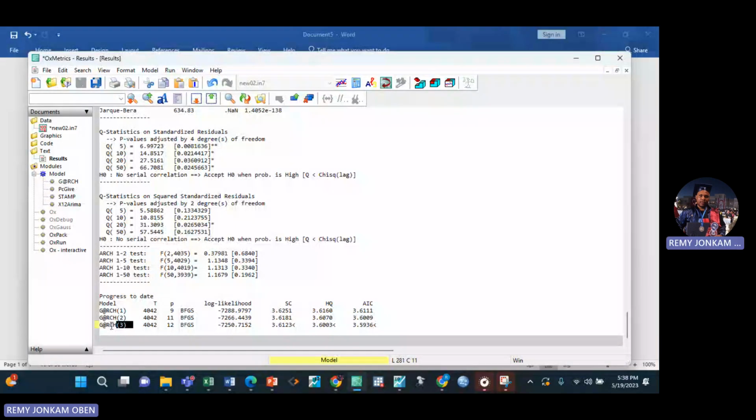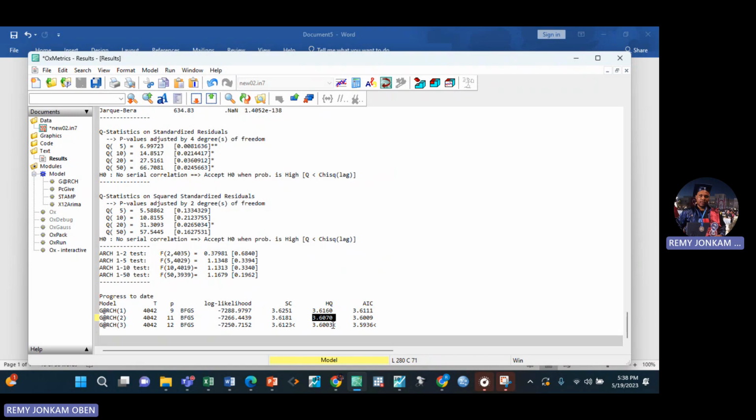Also, according to this Hannan-Quinn, again, you see this arrow sign, it is on the third model, which means the third model, Fiegarch, is the best. And also, according to Schwarz, the Fiegarch is the best. So it's not like in all cases it will happen like this. In some cases, maybe Schwarz might select the first model, maybe Hannan-Quinn might select the second model, maybe Akaike might select the first. So you should go with the majority.